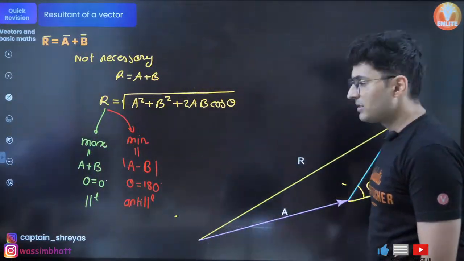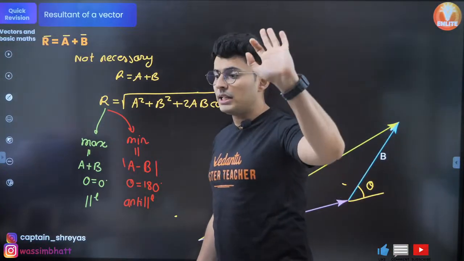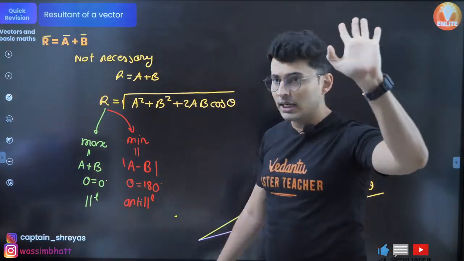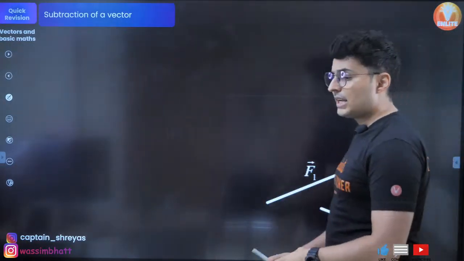Everybody? Yes, definitely. Then, if you remember this much formula, that is very, very important. That's more than sufficient. Moving on to the next point, subtraction of a vector.